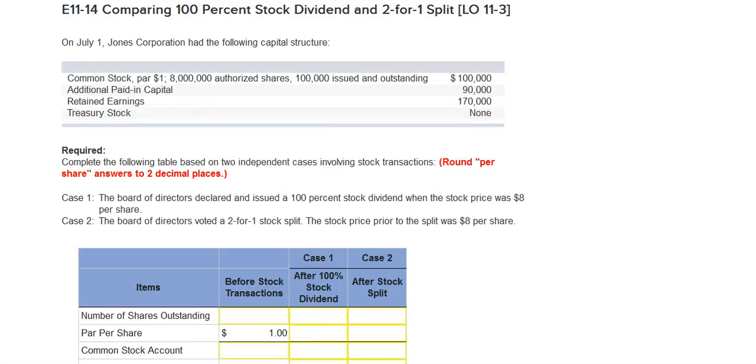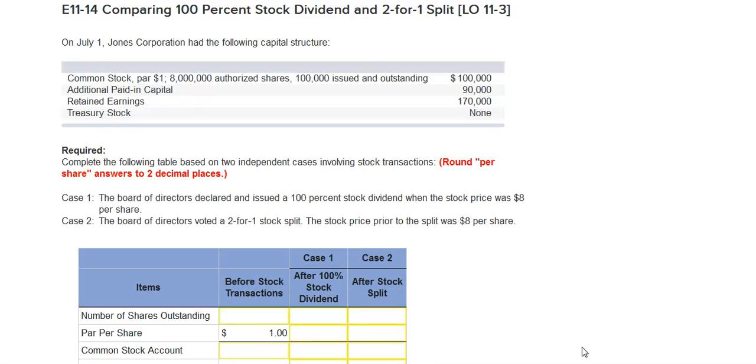Our example is for a large stock dividend, but just so that you know, if it were a small stock dividend, we would be using the market value instead of the par value of the company stock to remove from retained earnings. And then we would transfer the par value to the common stock account and any extra to the additional paid-in capital. In our problem, Jones Corporation has the following capital structure.